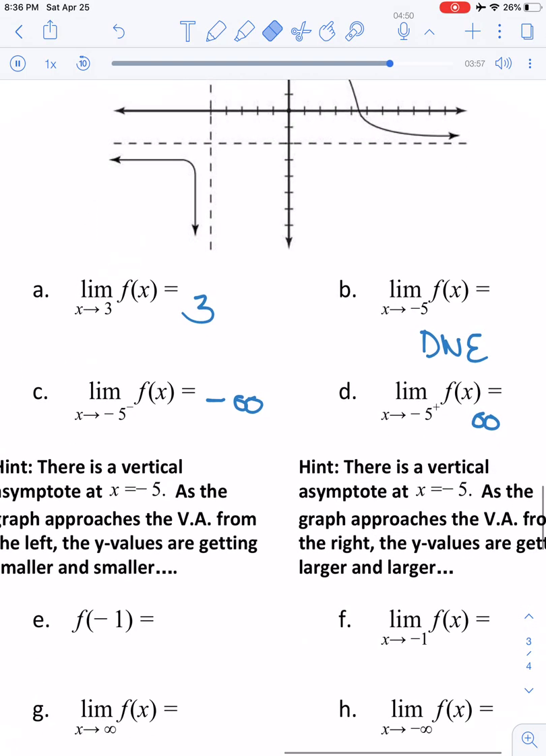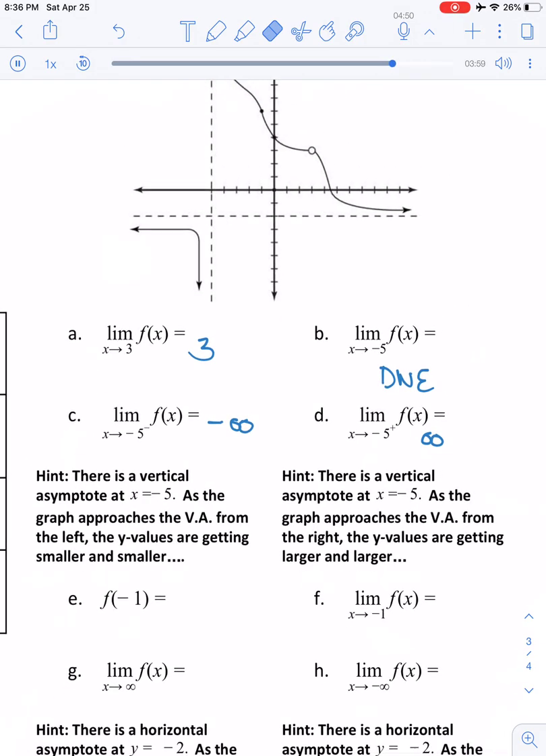All right, question E. We're looking at f of -1. Pretty simple. What is my y value when x equals -1? We have 6. The limit as x approaches -1, as x approaches -1, my y value is 6.